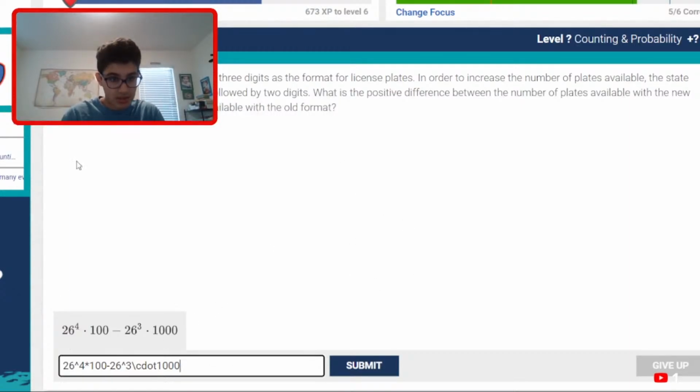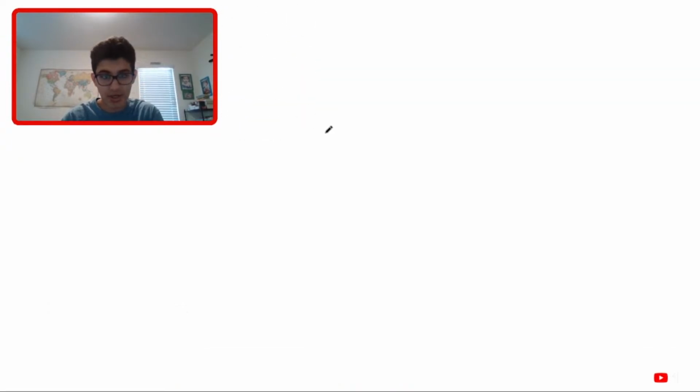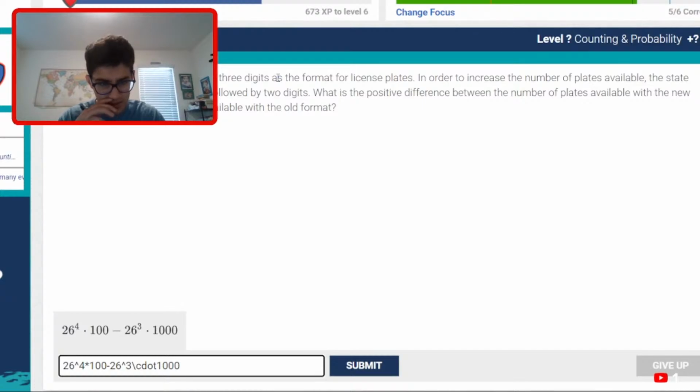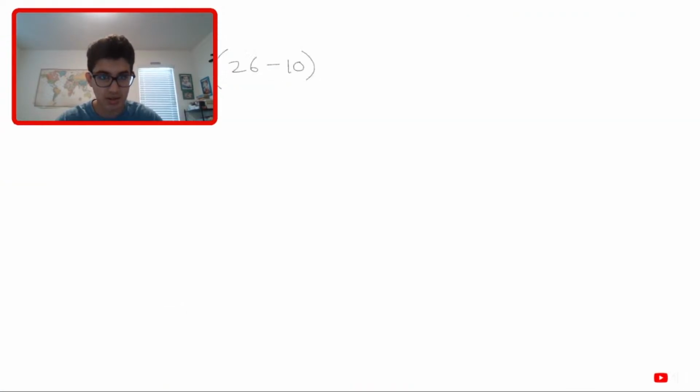So 26 to the fourth, we can take out a 26 cubed and 100. Right, we can just take that out. So we have 26 minus 10, which is 16. I think that's correct. Yeah, 16 times 100 times 26 cubed. This is what we have.